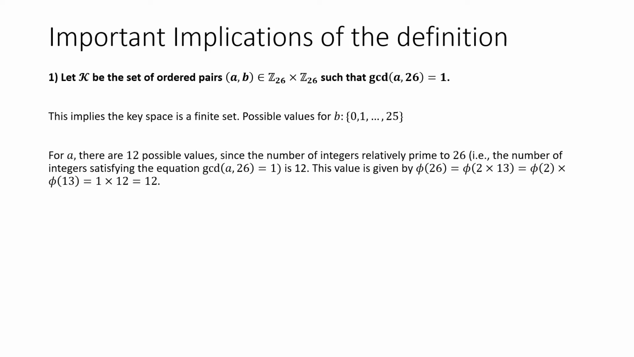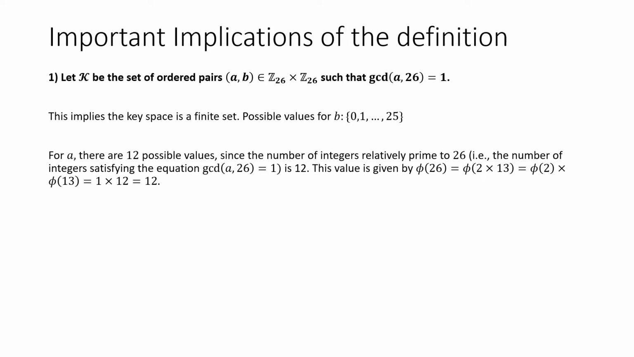As for A, there is a restriction. The definition says that the GCD of A and 26 is 1. That means we are interested in the numbers or integers that are relatively prime to 26. And there are 12 of those numbers. But how do we know it's 12? This part is extra material, so if it looks overwhelming, don't worry, but it helps with understanding the key space.